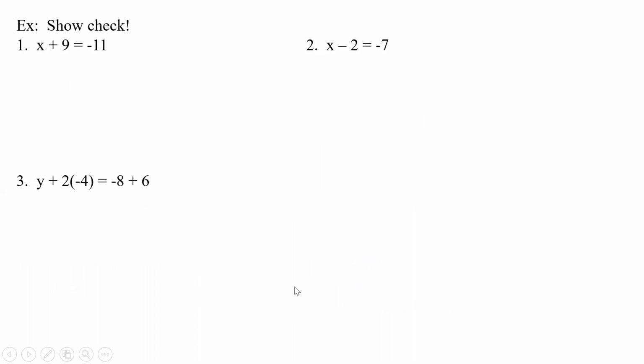All right, so this is what we're coming to, showing the check after we solve the equation. And again, all we're doing is adding or subtracting the same thing from both sides. So what do we have here? Well, we have x plus 9 equals -11. We want to solve for x. So let's subtract 9 from both sides. So x equals -11 minus 9. So they're both the same sign, so we can just add.